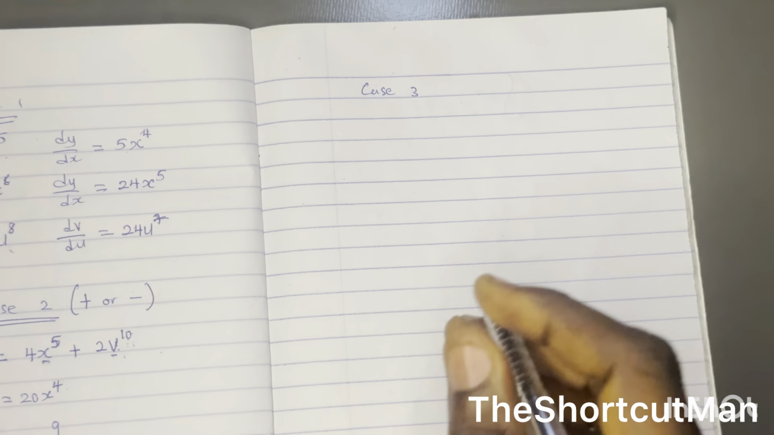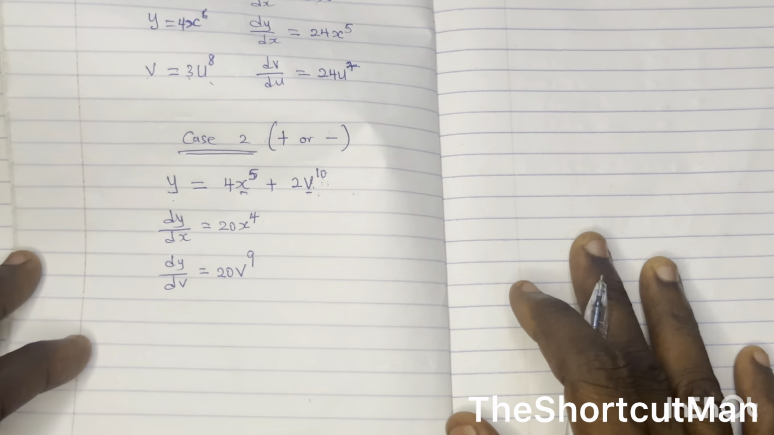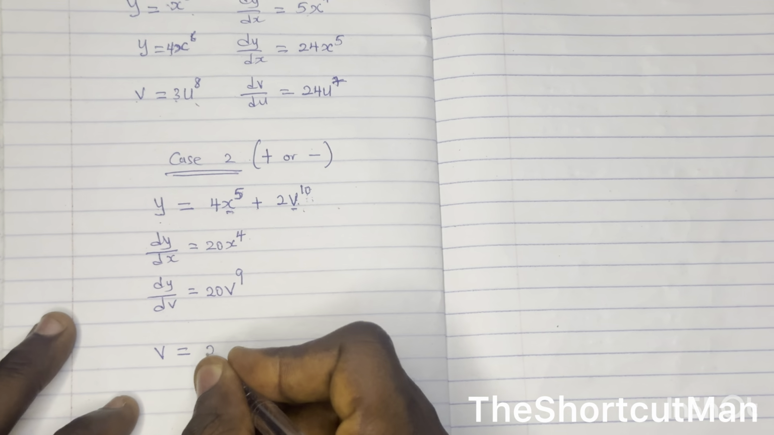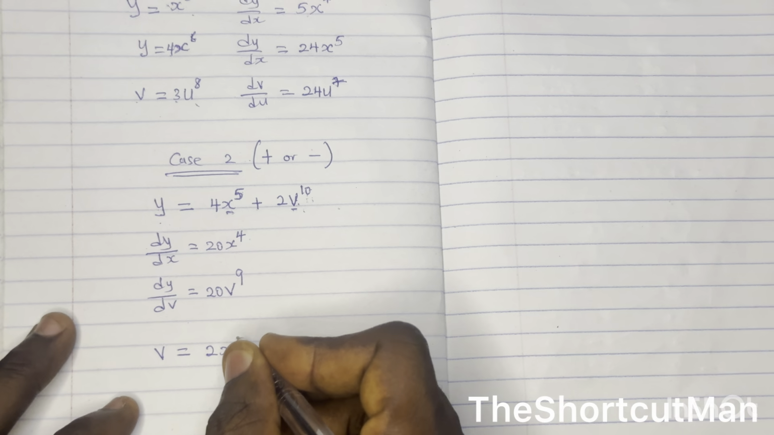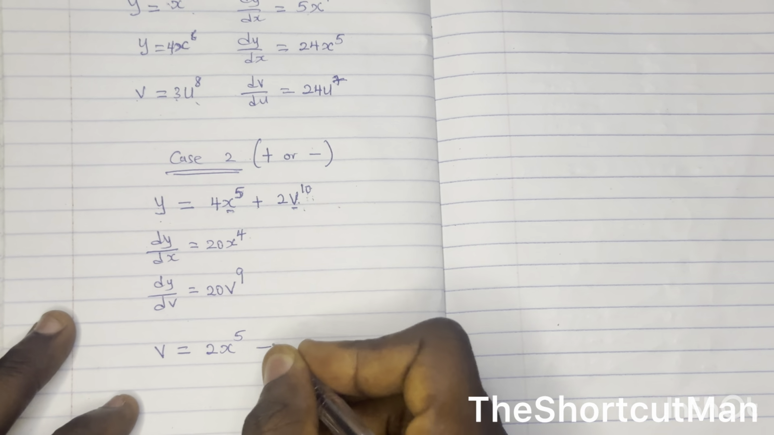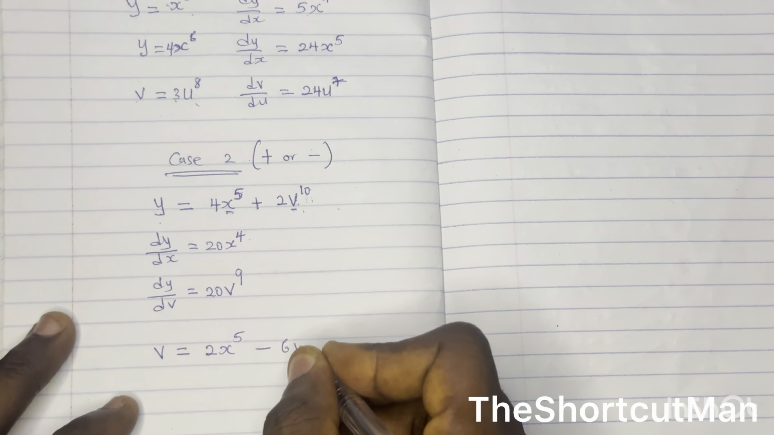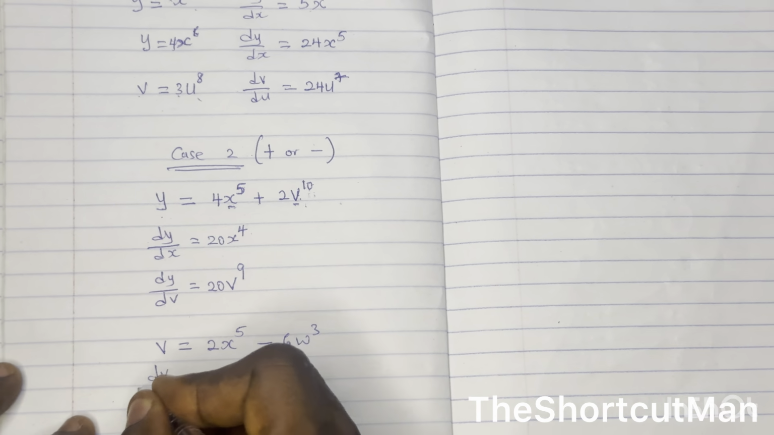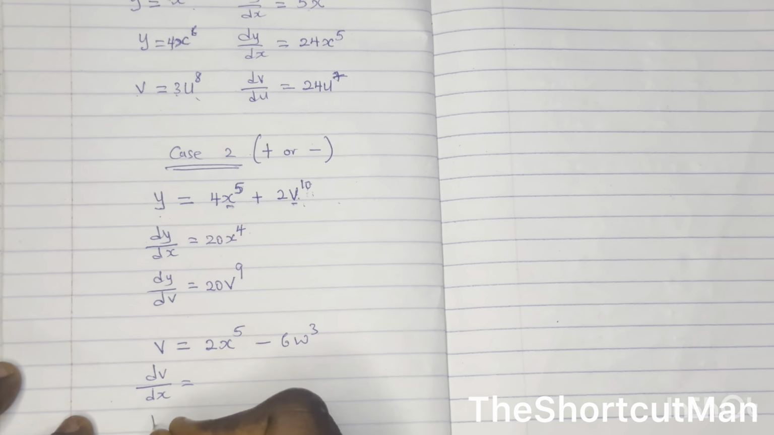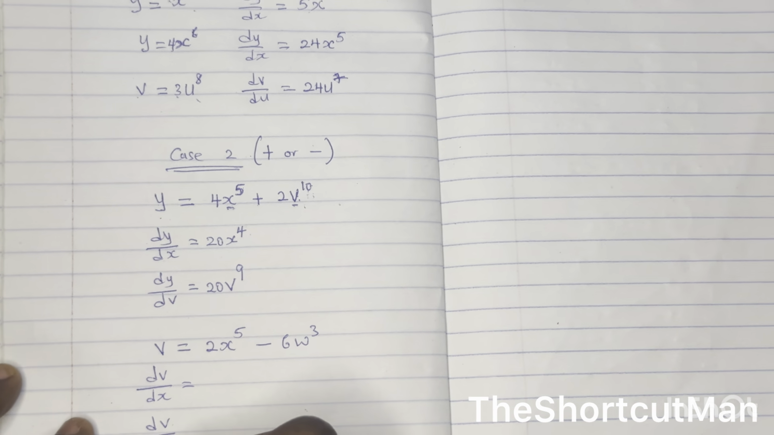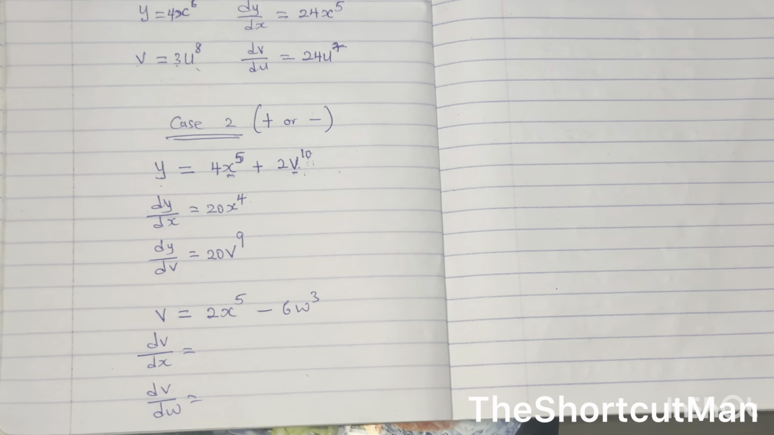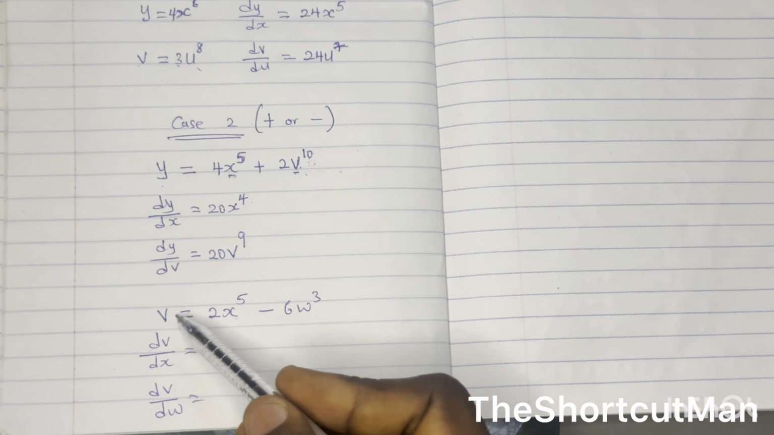Before I go to case 3, let me do the subtraction method. Now the subtraction, let's say you have v equals 2x^5 minus 6w^3. In this case, they can ask you what is dv/dx, and they can ask you what is dv/dw. Don't forget, they can ask you dv/dx, and they can also ask you dv/dw.